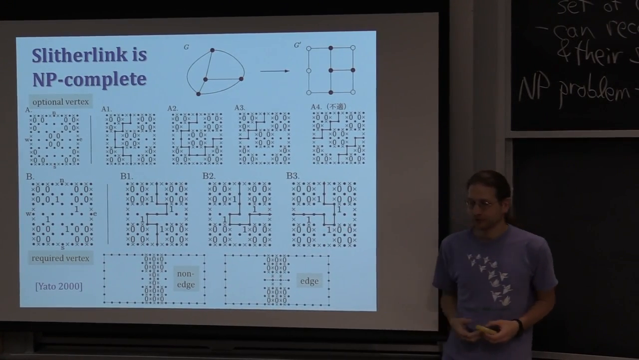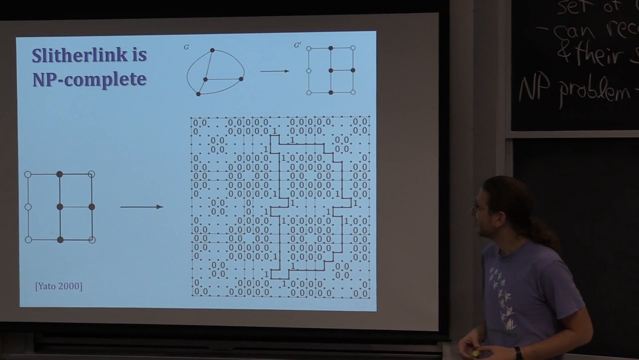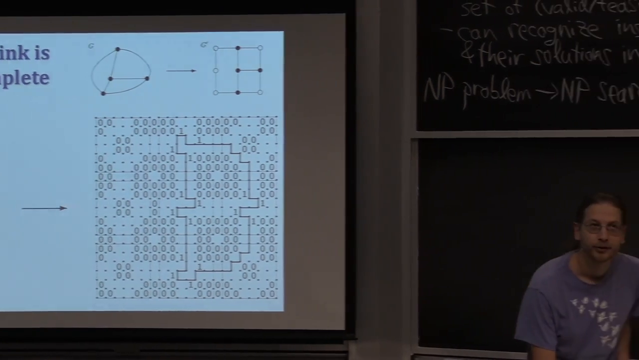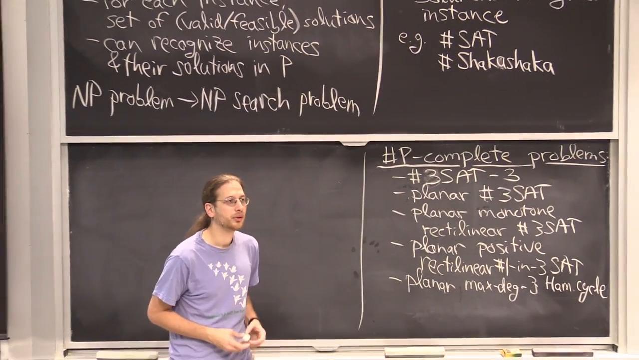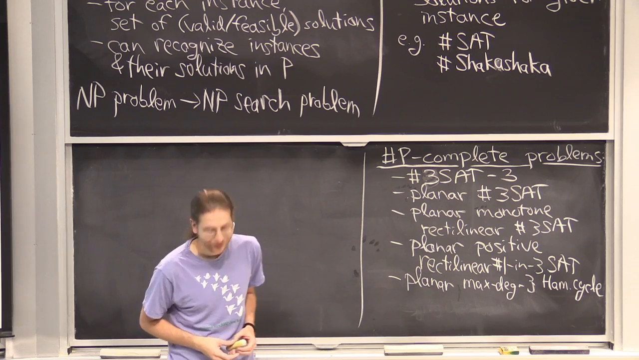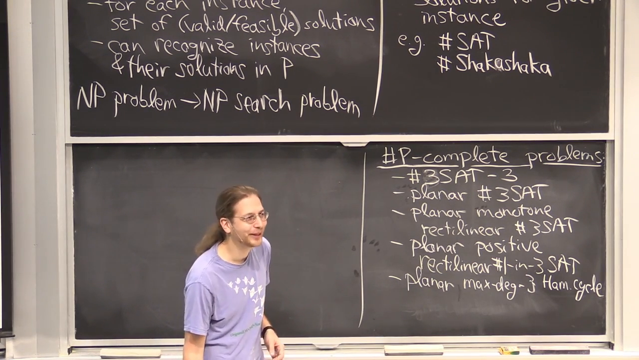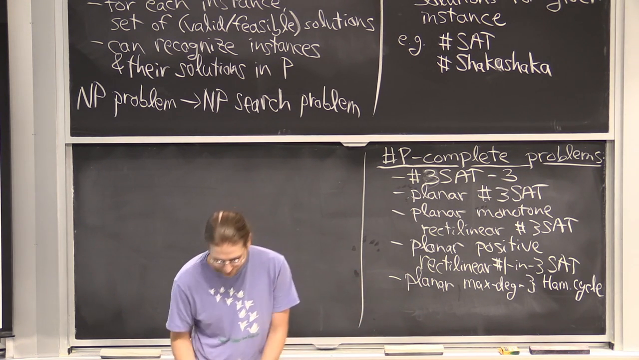So counting solutions in Slitherlink is hard. That was the fully worked out example. Any questions? Yeah. So are there examples of problems in P whose counting versions are #P-complete? Yes, and that will be the next topic. Well, it's going to be a little while till we get there, but I'm going to prove things and then we will get to an answer. But the answer is yes.